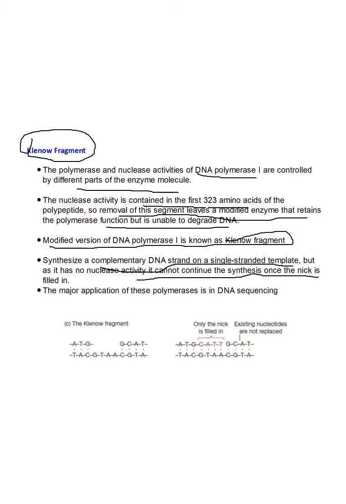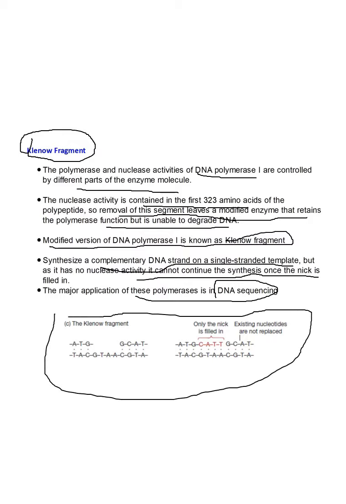The major application of these polymerases is in DNA sequencing. DNA sequencing is a very complex thing. DNA polymerase 1 is used in DNA sequencing. As you can see in this example of the Klenow fragment, this is the strand. Here we have DNA polymerase 1, and the nick is now filled, so it cannot proceed because of the absence of nuclease activity, the degrading function. Once the nick is replaced by the new strands, it cannot move forward because it cannot remove the existing strand.